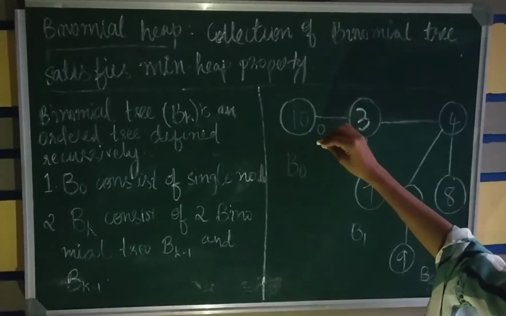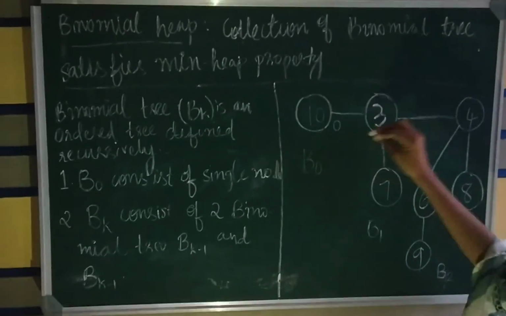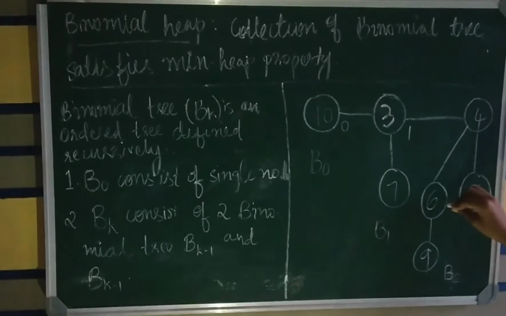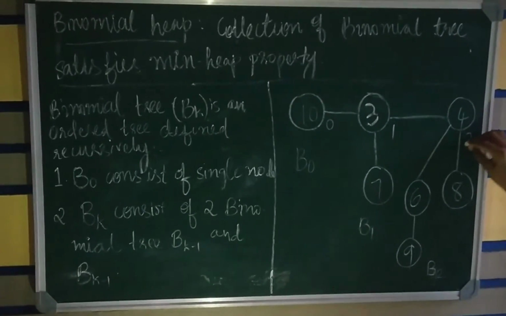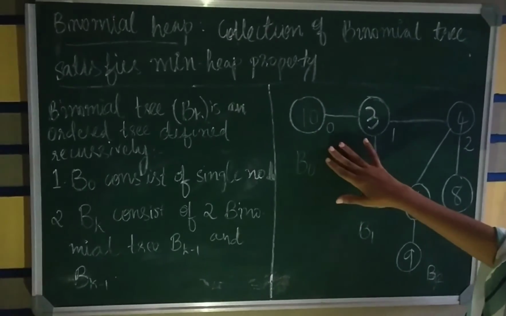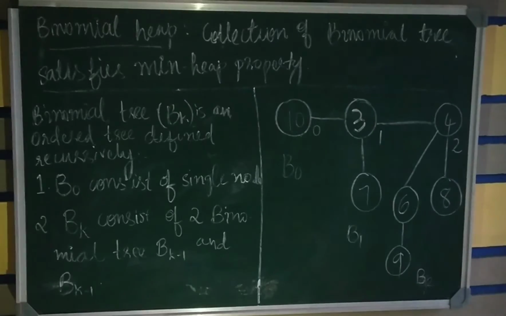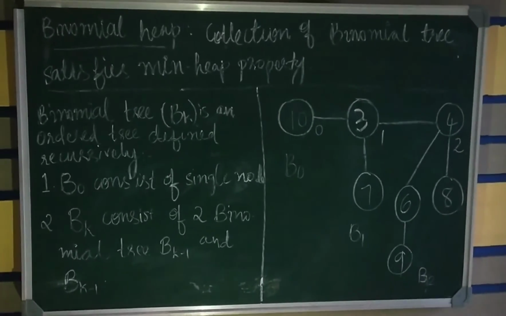So the degree of a node is the number of children it has. Here the degree is 0, here degree is 1, it has two children, so degree is 2. So this binomial heap doesn't have any root node with same degree. That is the property of a binomial heap.